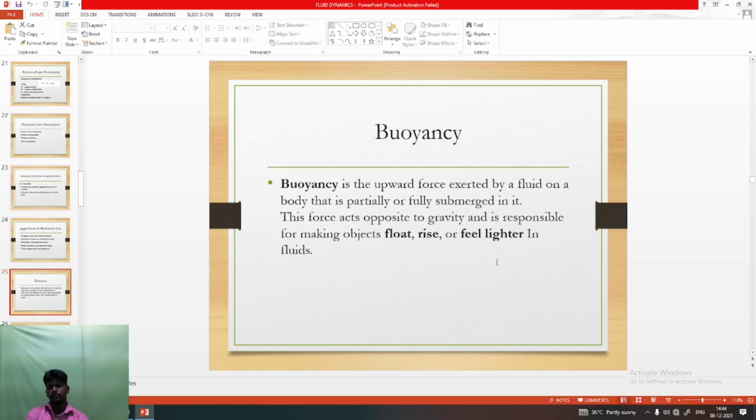Next, buoyancy. Buoyancy is the upward force exerted by a fluid on a body that is partially or fully submerged in it. This force acts opposite to gravity and is responsible for making objects float, rise and feel lighter in fluid. With the help of the buoyancy force, ships float above the sea, or any fluid. Okay, that is buoyancy.